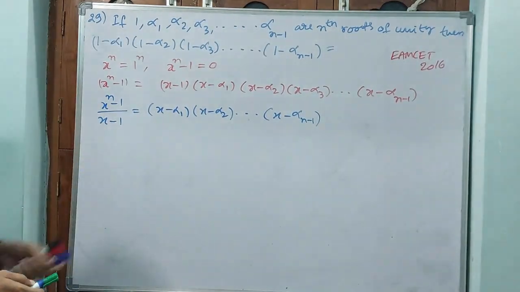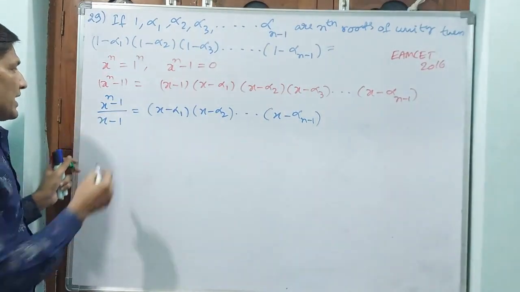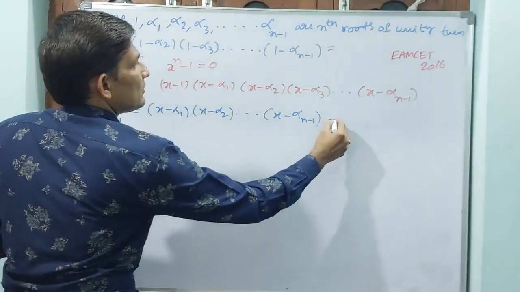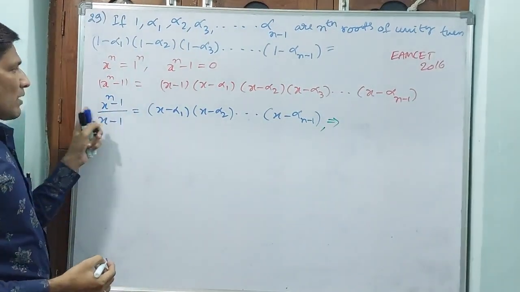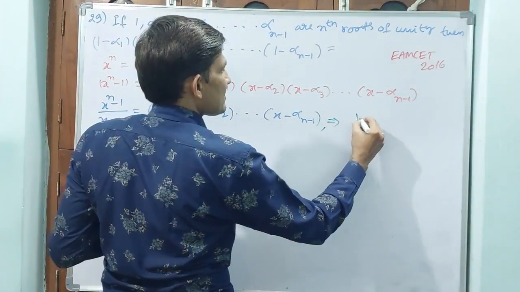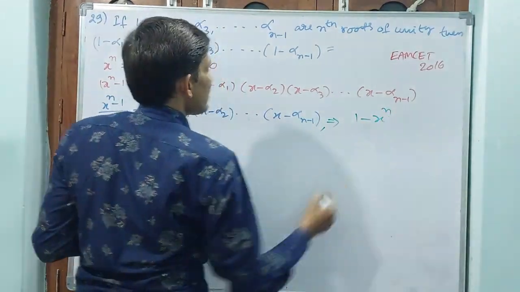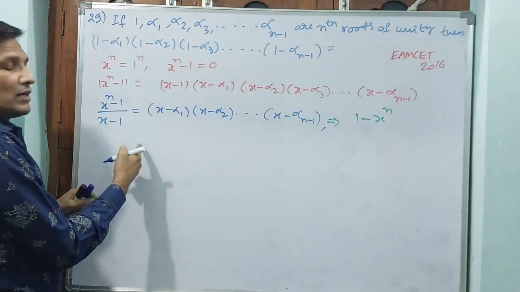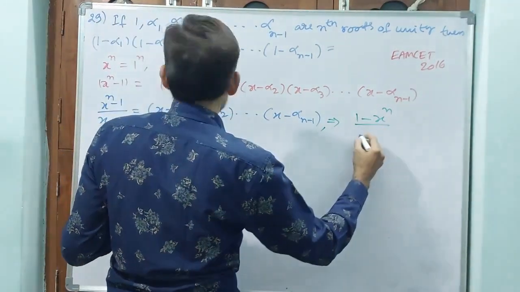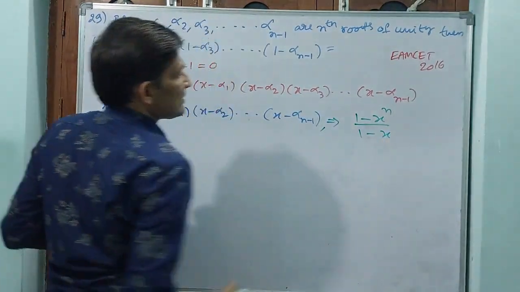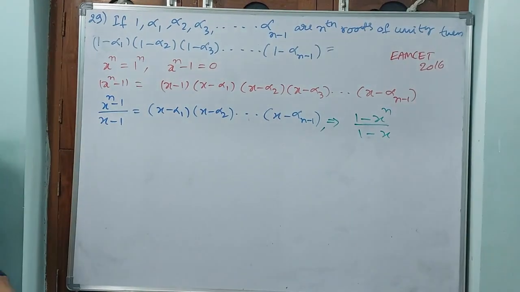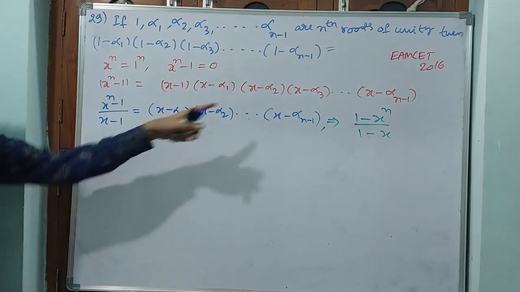You see, x power n minus 1. Shall I write like this? Implies 1 minus x power n. If I take minus common, it is going to become 1 minus x power n. Why should I take minus? The denominator also I am going to change like this. Definitely, if both are changing, then that will be correct.